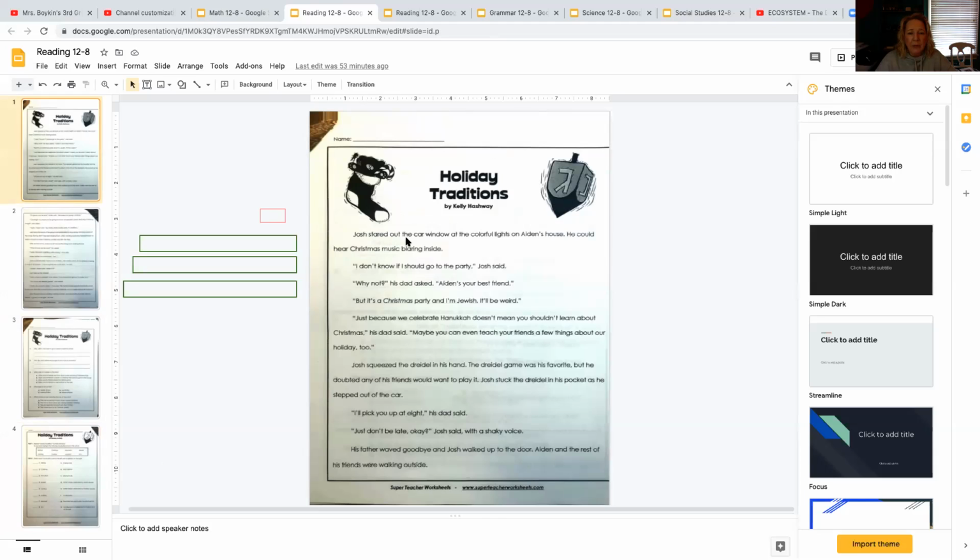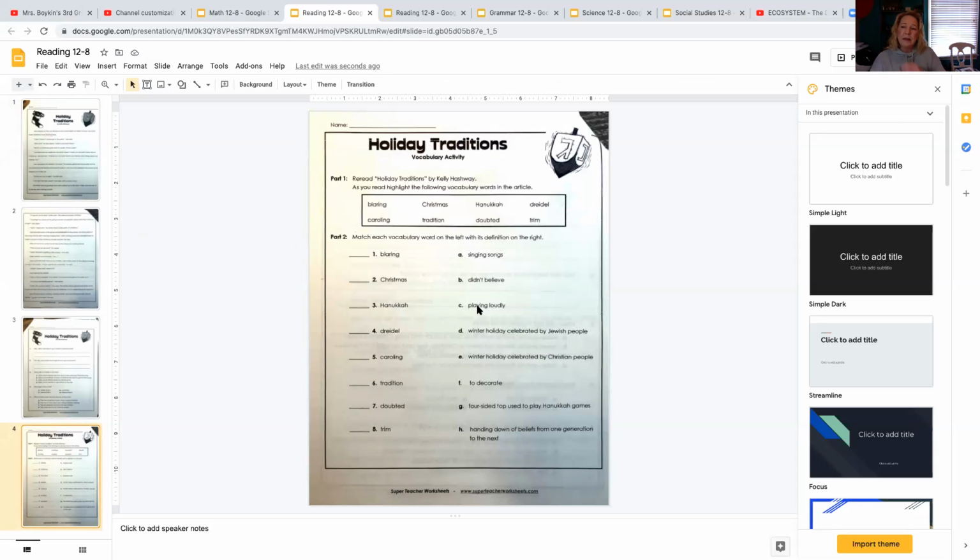Josh stared out the car window at the colorful lights on Aiden's house. He could hear Christmas music blaring inside. So I can't highlight on my slideshow here, but I can draw a box around it. So this is like me highlighting. I would take my marker and highlight the word blaring. When you read the sentence, he could hear Christmas music blaring inside. You can go to your page back here, blaring inside.